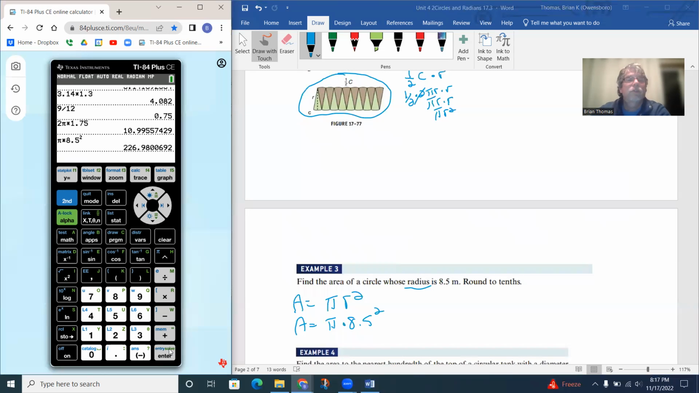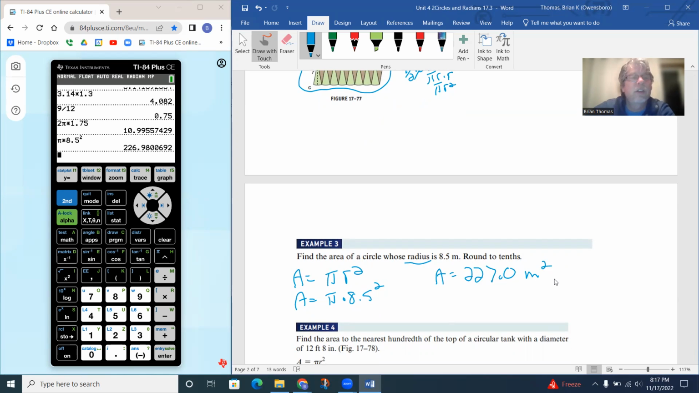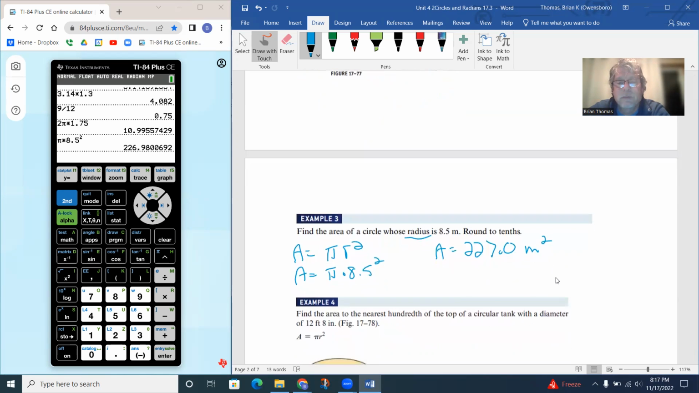That'll give us then 226.98. And they say round to the tenths place, so that's where the 9 is. So that 9 is going to have to round up, so it's actually going to be 227.0 square meters. Because remember, area is measured in squares. So that means squares inside there. So it's a little tricky in rounding.